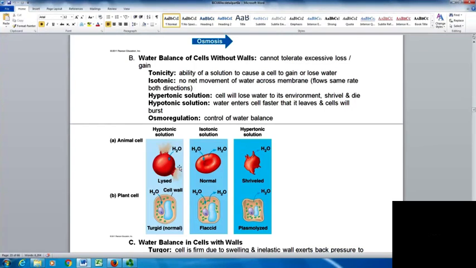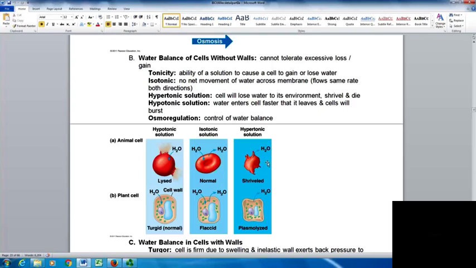Here, when you put it in a hypotonic solution, water is going to go into the cell, cause it to swell and burst. Over here on this side, we have it in a hypertonic solution. It's going to pull water out of the cell and cause it to shrivel and die.